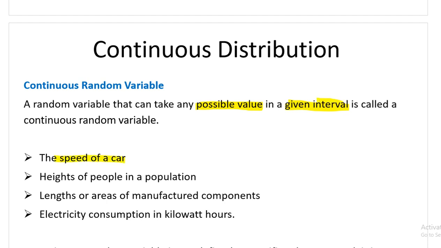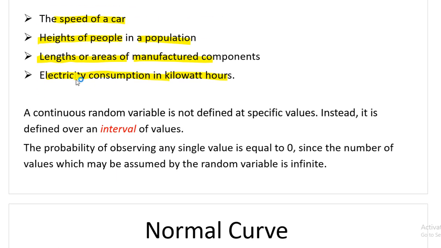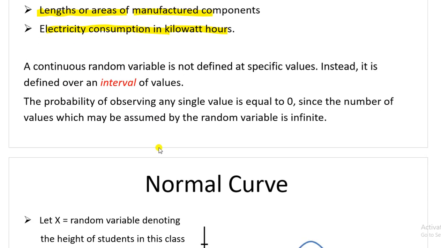For example, the speed of a car. The speed of a car cannot be just 1 to 2 or 10, 20, 30. It touches every single point of the speedometer, right? Similarly, heights of people, lengths and areas, electricity consumption. These types of things are not given in integer form, they are usually given in intervals. So a continuous random variable is not specified at a specific value, instead it is given over an interval of values. The probability of a single value is equal to 0. We did it in detail in the last lecture.